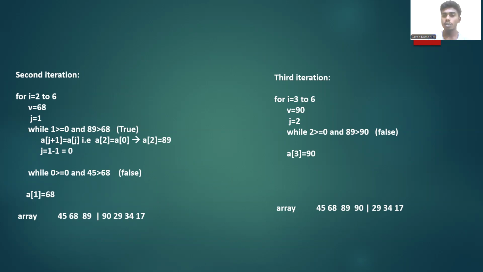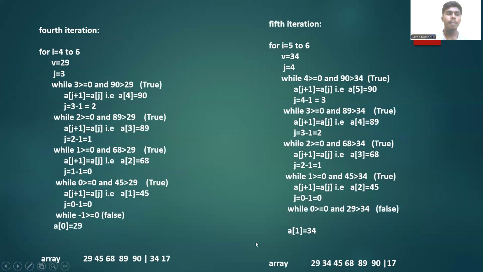In the third iteration also, the same procedure will be followed, where 45, 68, 89, 90 will be separated from the list. In the fourth iteration, i will be equal to 4 to 6 and v will be equal to 29, j is 3. In this, 29, 45, 68, 89, 90 will be separated from the list.